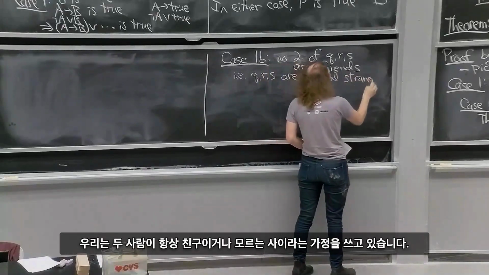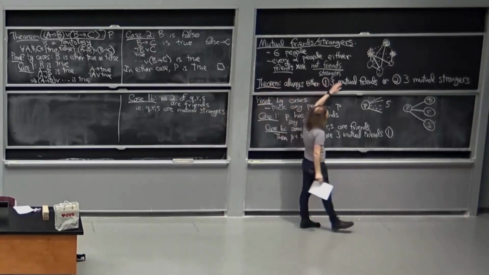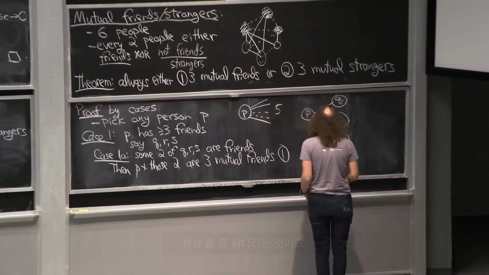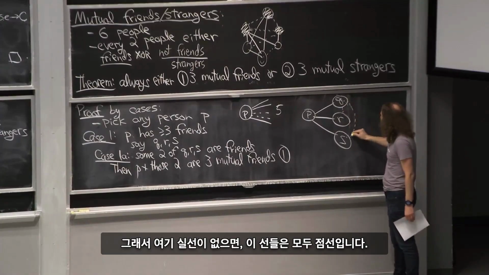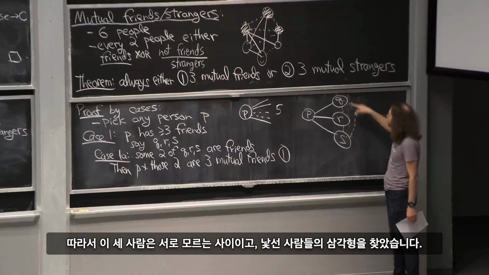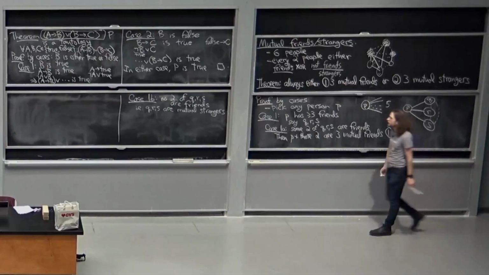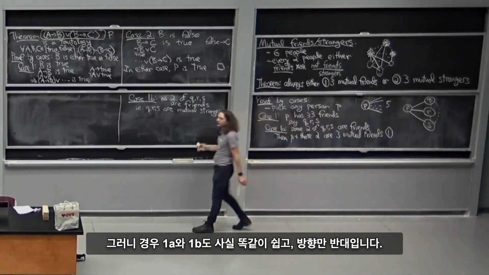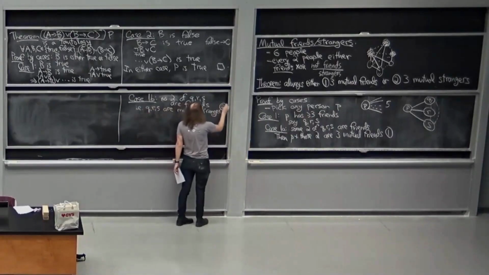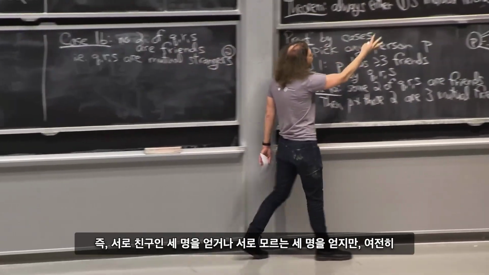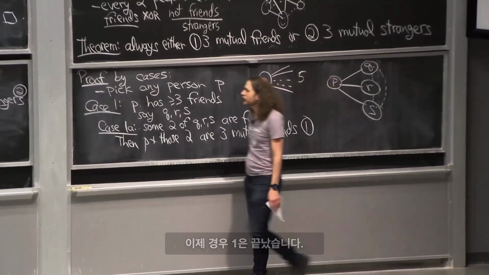Okay, we're using this fact of this assumption that every 2 people are either friends or strangers. Always one or the other. So if there's no solid line over here, then all of these are dashed lines. So all 3 of these are mutual strangers, and there we found our triangle of strangers. Okay? So it turns out case 1a and case 1b are actually just as easy, just sort of reversed. So this was situation 2. So either we got 3 mutual friends or we got 3 mutual strangers, but we're still inside case 1. We just finished case 1.